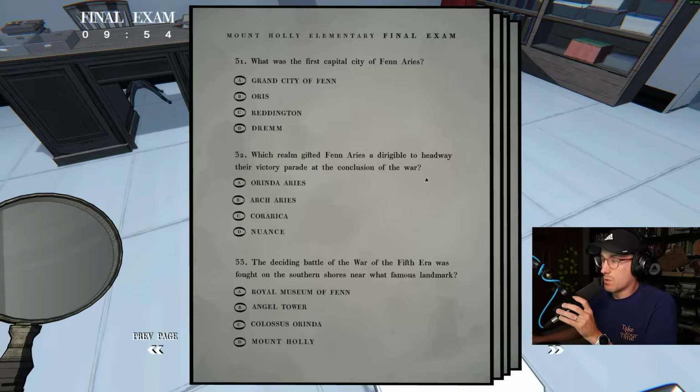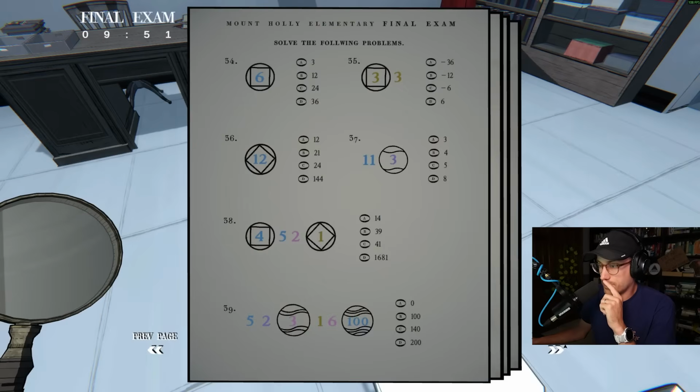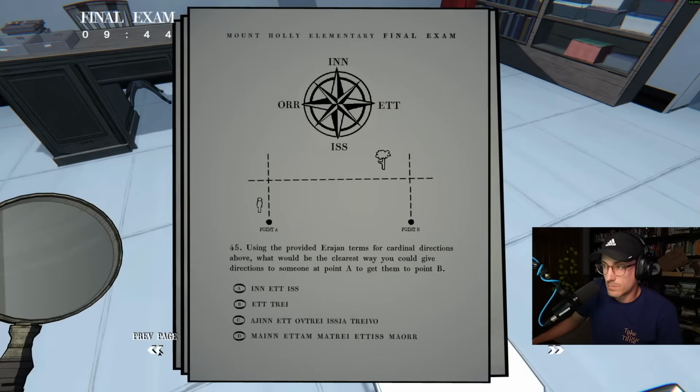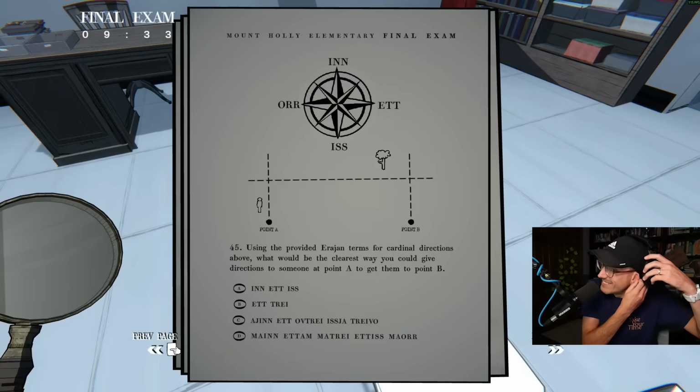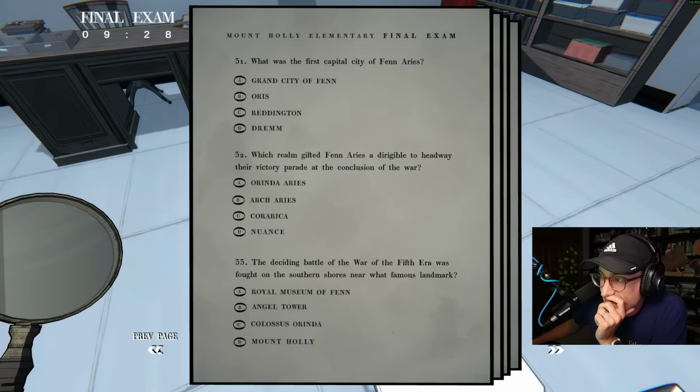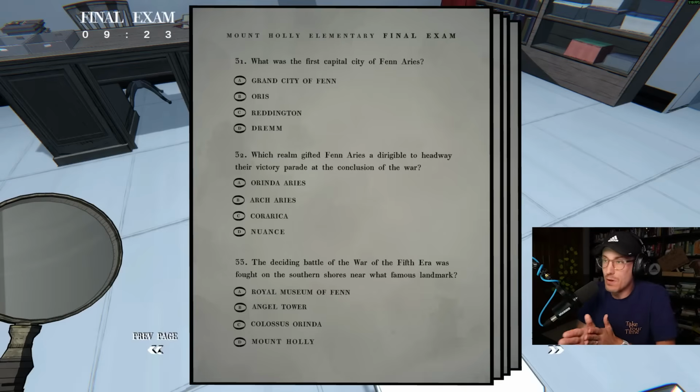Okay, let's do a smart thing here. How many questions are there? There's 46. We're gonna screenshot everything, so this is fantastic. We've just learned north and south. There you go. Okay, beautiful. Okay, we were never gonna get this all right the first time. The first capital cities of Finn Ares.